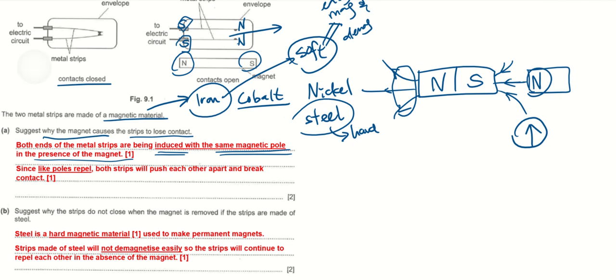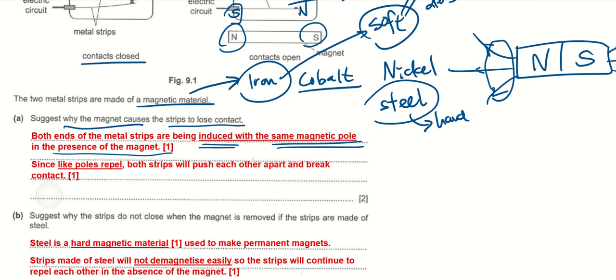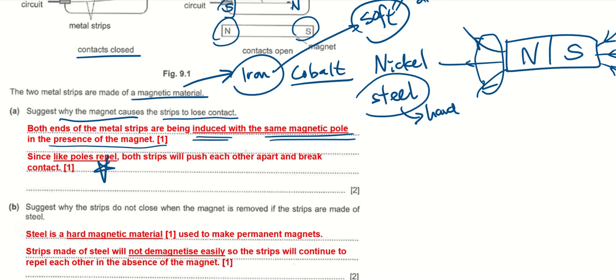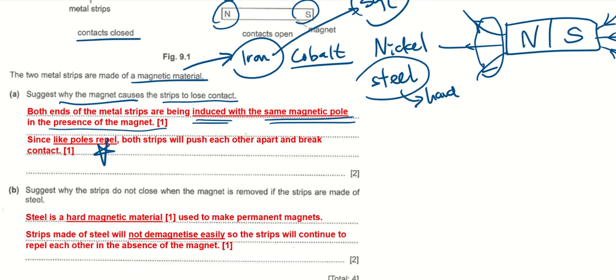Okay, so come back to the explanation. Both ends are being induced with the same magnetic pole. Since like poles repel, this is a concept that you need to explicitly state. Both strips will push each other apart and break contact.